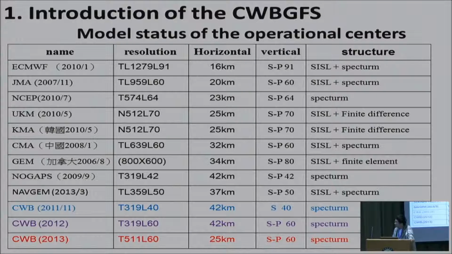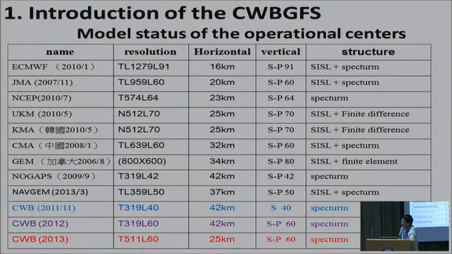For the CCliCS model, we upgraded to 319L40 in November 2011. The horizontal resolution is 42 kilometers. This model is in sigma coordinate. This resolution is comparable to NOGAPS. However, they upgraded their model to Navy Chen last month. The resolution is about 37 kilometers. This model, I think, is semi-implicit and semi-Lagrangian plus spectral.